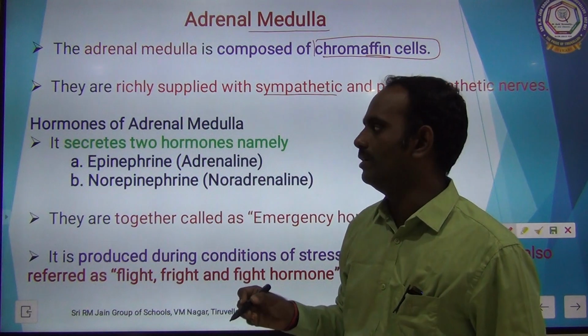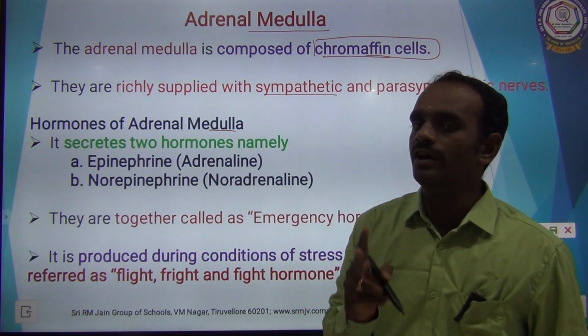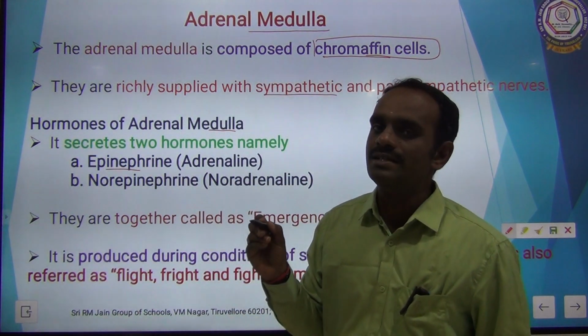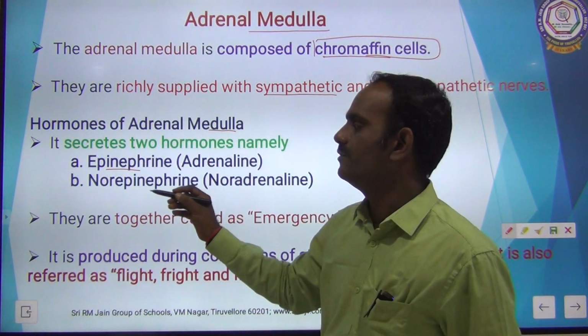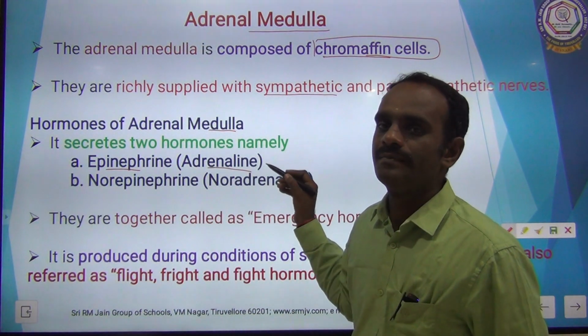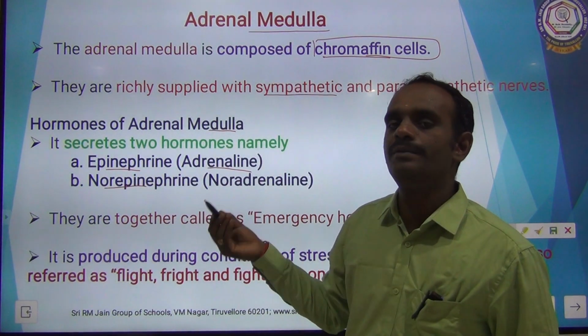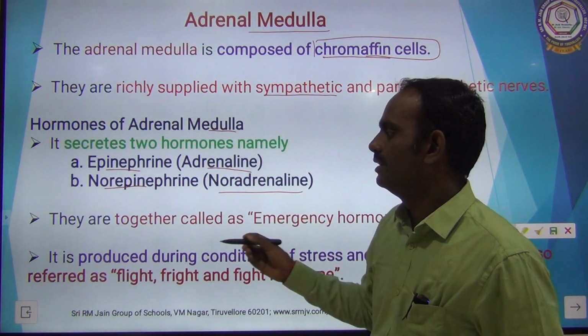Hormones of adrenal medulla. Adrenal medulla secretes two different hormones. The first one is epinephrine. Children, listen carefully. Epinephrine. The other name for epinephrine is adrenaline. Second one is norepinephrine. The other name for norepinephrine is noradrenaline.